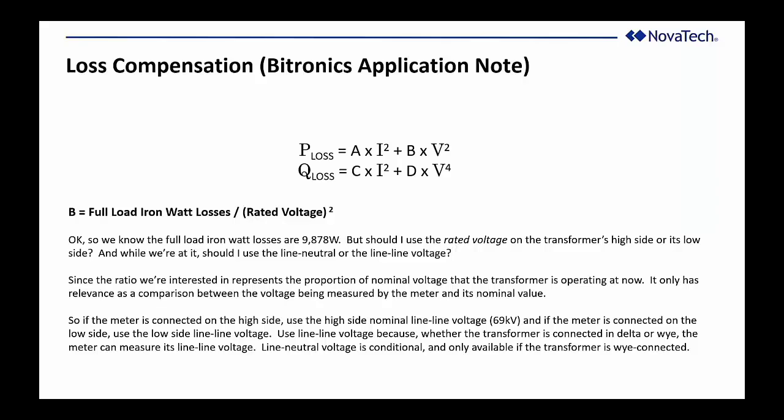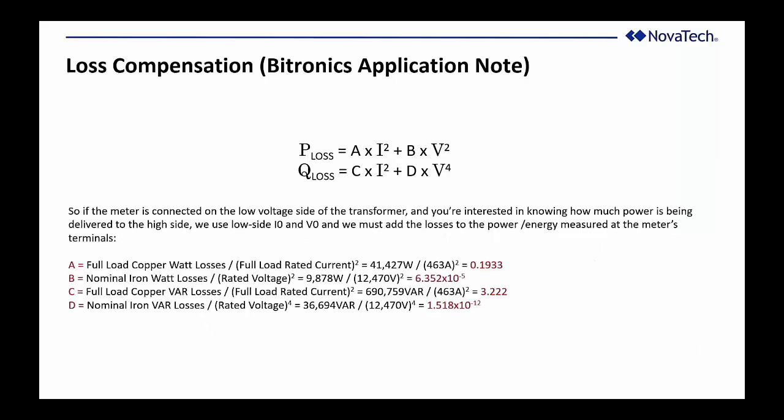Now, everything that applies to A in these two examples applies to C, and everything I've said that applies to B also applies to D. So we'll take the next logical step. Here's the premise. If the meter is connected on the low voltage side, where the CTs and PTs are going to be less expensive, and you're interested in knowing how much power is being delivered to the high side, your transmission utility is delivering the high side power to your transformer, and you own the transformer, but you place your CTs and PTs on the low side of it, and you want the meter to read how much power is being delivered to the transformer, you want to add the losses.